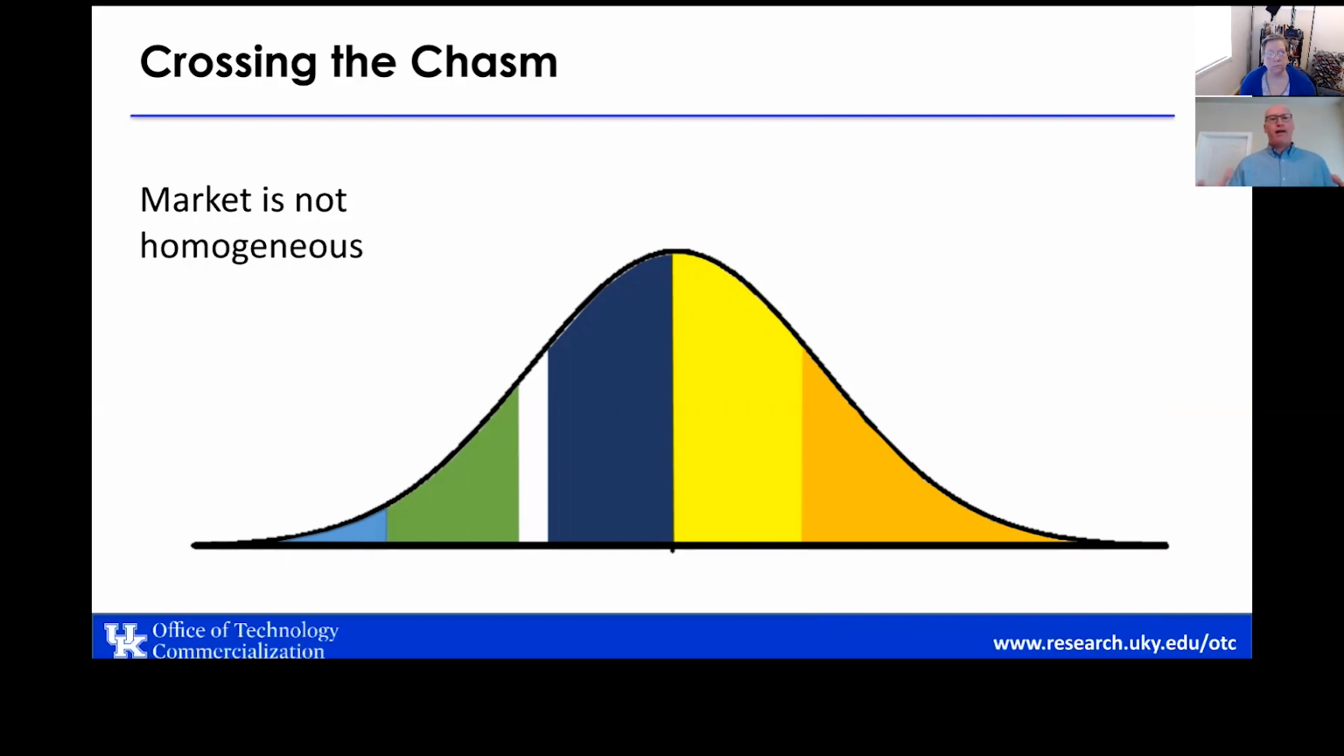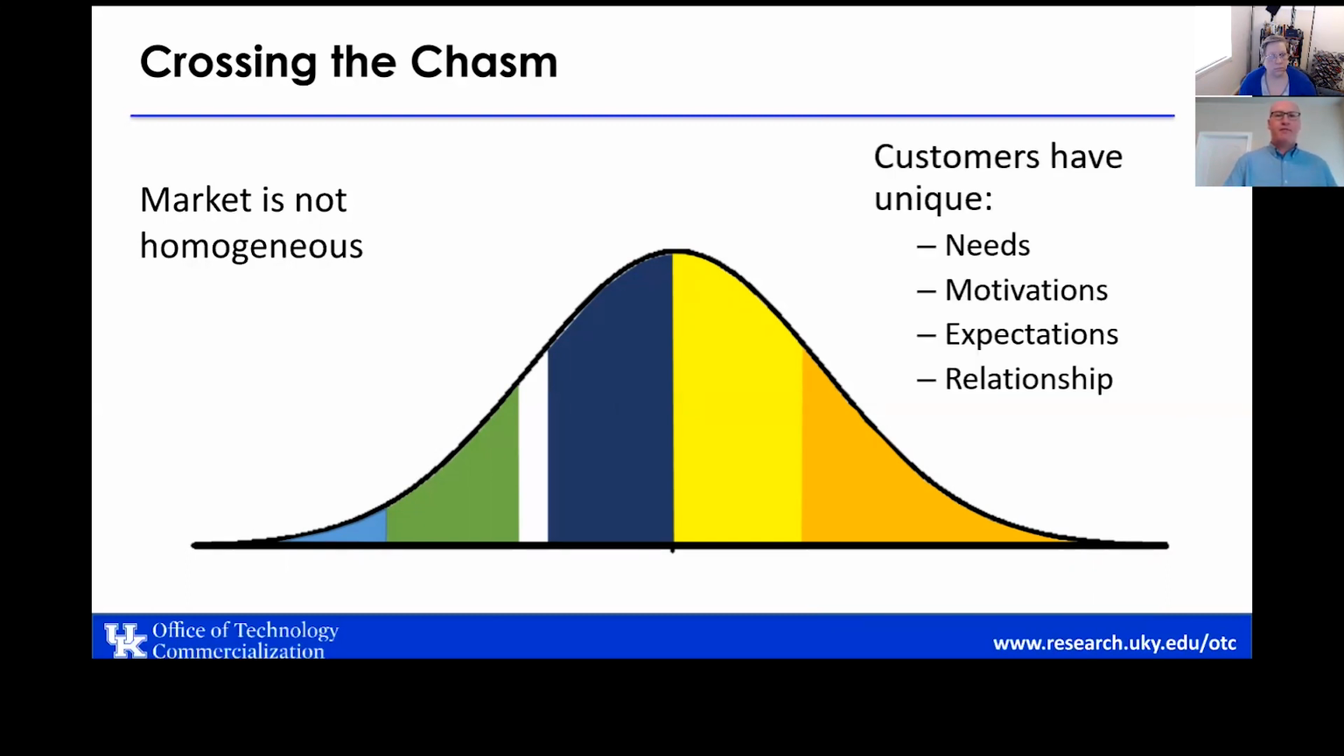100% of our market is not homogeneous. So the first 5% doesn't look like the next 20%, but there are these groups within our market that each individually define a different buying segment. They have different expectations and they have different needs and motivations. Their relationship with you is going to be different. So at each one of these different market segments, the people that are in those market segments are different.